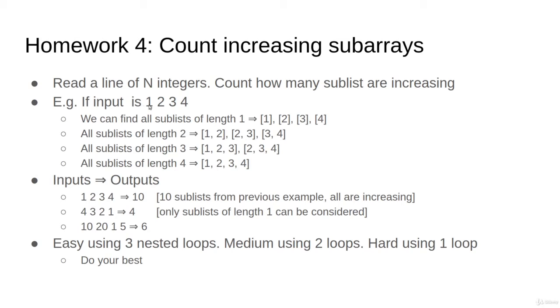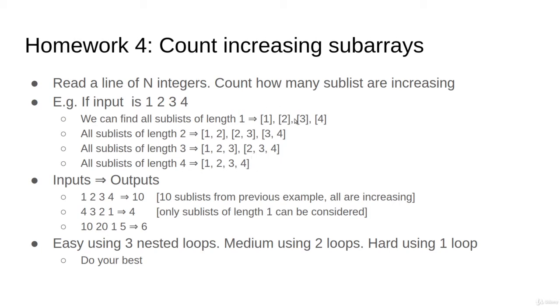Let's say that the input is 1, 2, 3, 4. And let's generate all the different sublists that we have. You can think of that as all of the different windows of all different sizes. For all the sublists of length 1, we have 1, 2, 3, 4 separately. Of length 2, we have 1, 2, then 2, 3, then 3, 4. Of length 3 we have 1, 2, 3 and 2, 3, 4. Of length 4 we have only 1, 2, 3, 4.